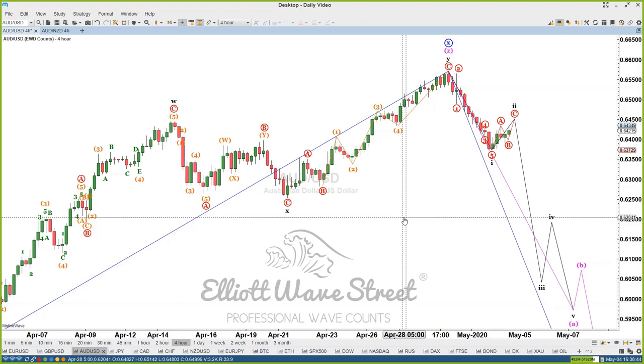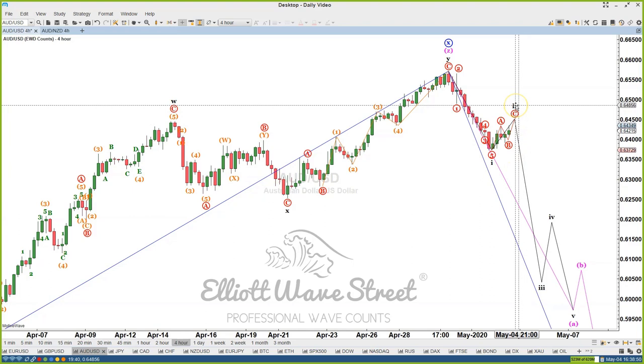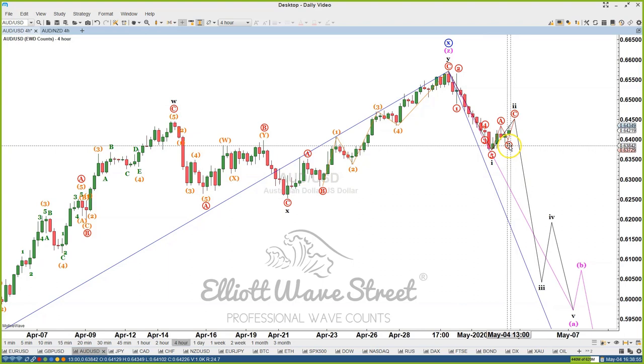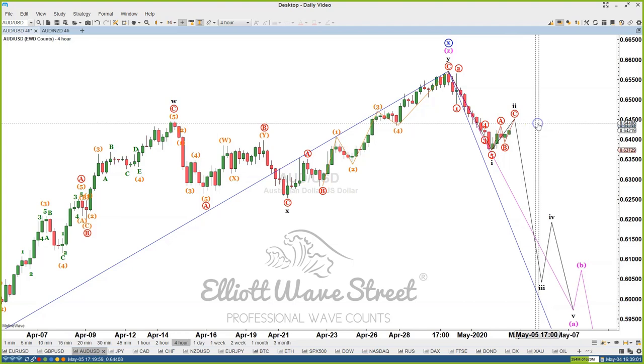So the Aussie is doing the retrace for 2. So that is why it's one of my favorites. So what I'm doing here with the Aussie, it's similar to the S&P. Oh, that's interesting, huh? That's pretty interesting.